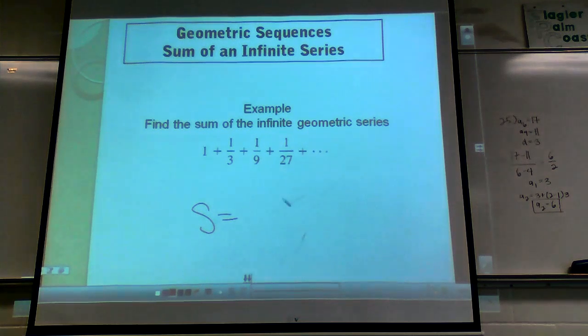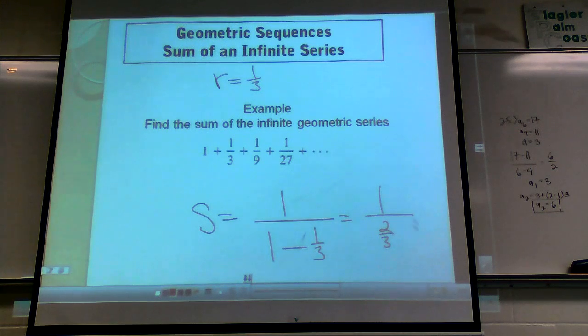By doing, on top, the first term. In this case, the first term is which one? 1. And then 1 minus whatever the common ratio is on the bottom. In this case, the common ratio is what? 1/3. All right? Work with the fractions. 1 minus 1/3 is how much? 2/3. And 1 divided by 2/3 is? 3 over 2. That'd be your answer.